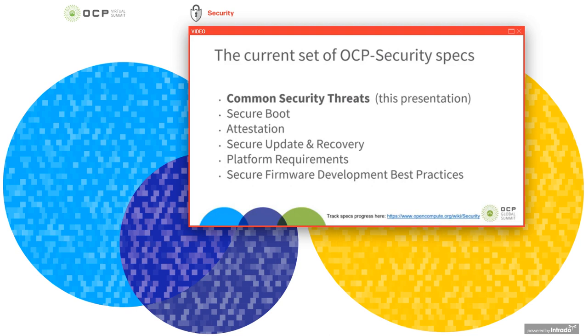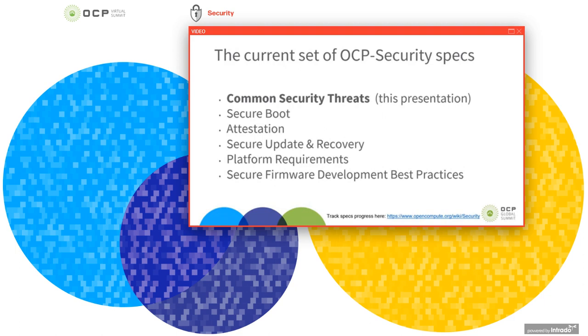The first spec that I will talk about in this presentation is the common security threats, and you should think about it as the threat model for OCP security. It doesn't have any requirements by itself. It's basically a mapping between threats and the specs that actually address the threats by detailing the necessary requirements that need to be implemented.